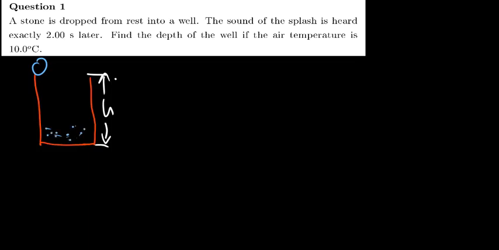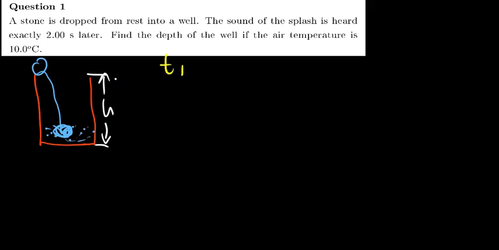Okay, so let's first try to understand the question. If we have a well, and the height of this well, I'll call it h. It's the one we are trying to find, which we don't know. And then they are saying that a stone is dropped. So if this is the stone, there is water here. Now the time it takes for this stone to reach here, that is what we are going to call T1.